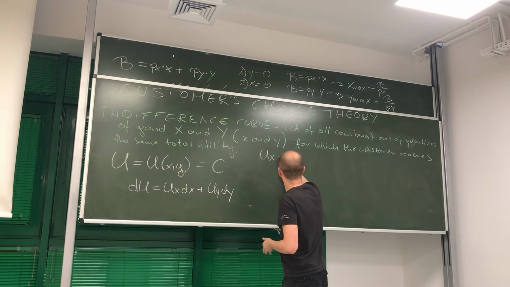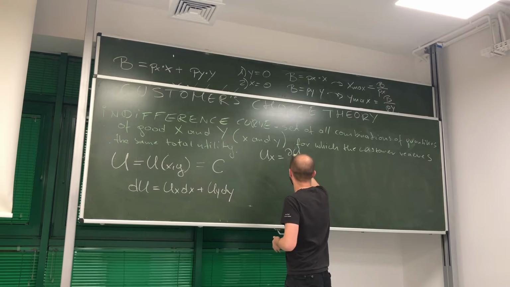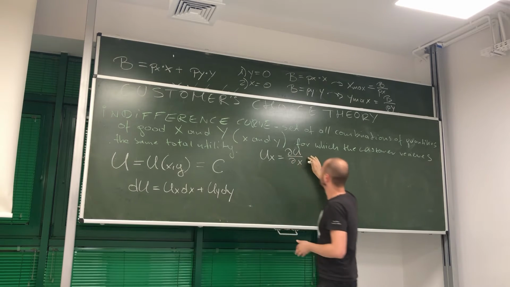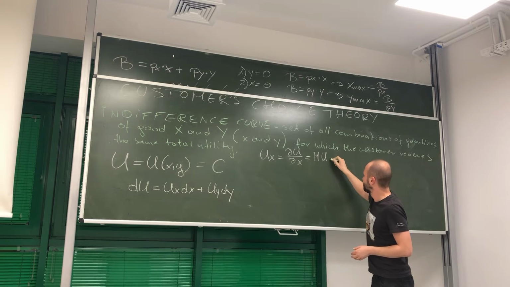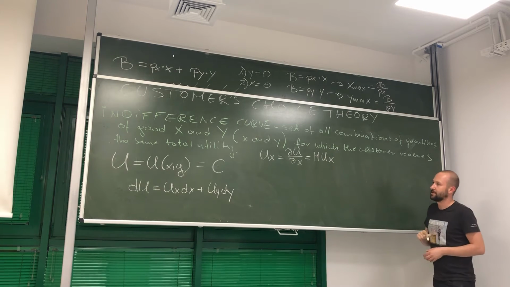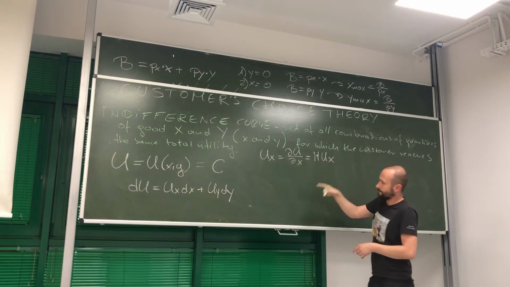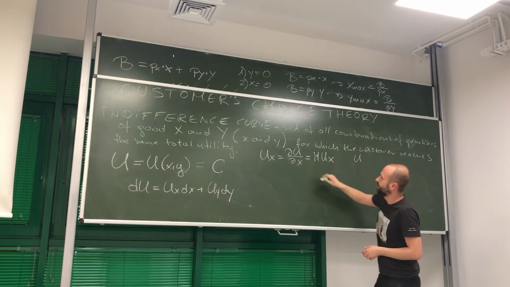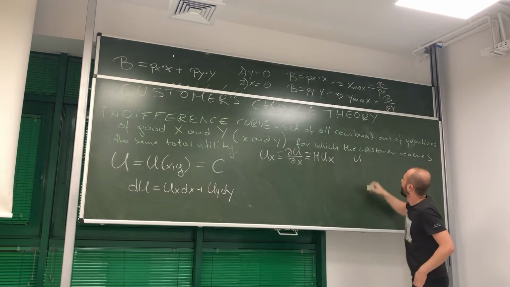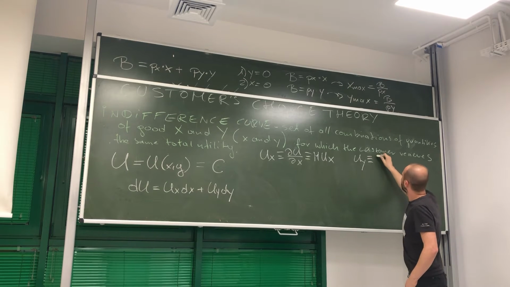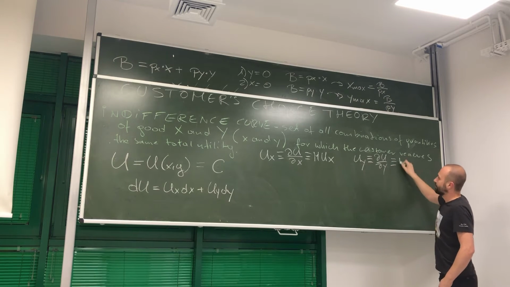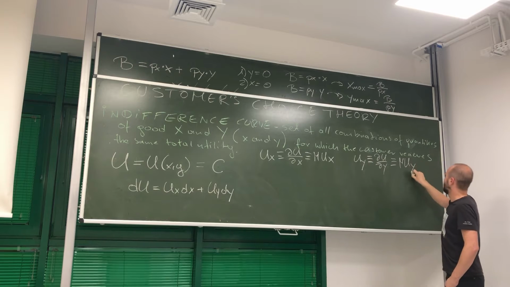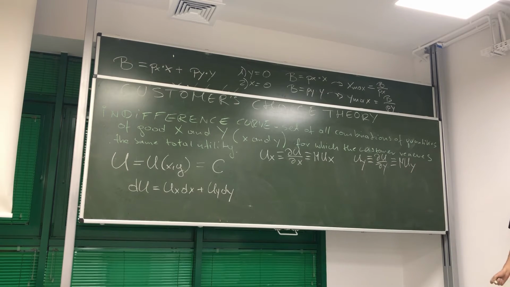Ux is nothing more than the first derivative of the utility function with respect to x. So this is marginal utility of good x. And here, of course, we will have by the same token, Uy, which is the partial derivative of the utility function with respect to good y. So this is marginal utility of good y.